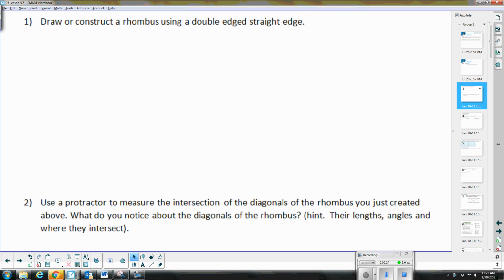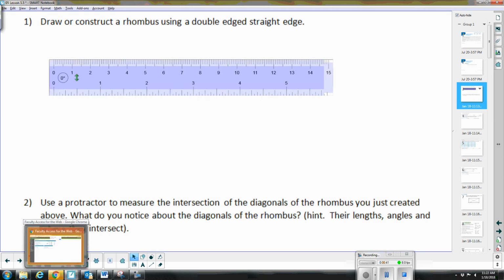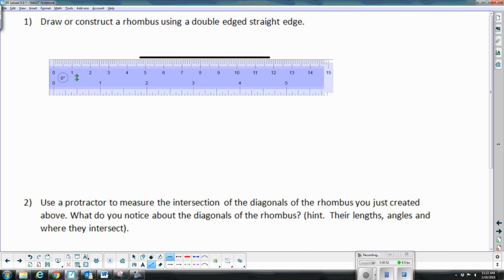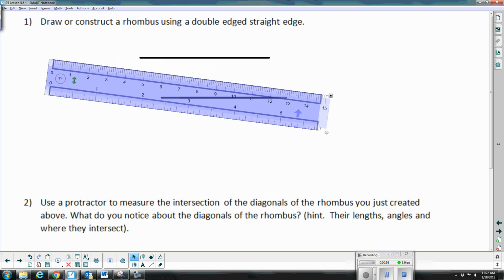If you're following on your note sheet, the first step is to construct a rhombus using a double-edged straightedge. You can use a ruler for this, or your student ID would work just fine too. I'm just going to show you what I mean by construct a rhombus. Using your straightedge, trace along the top of your straightedge to make a line, and the bottom of your straightedge to make a line, and then just turn your straightedge.